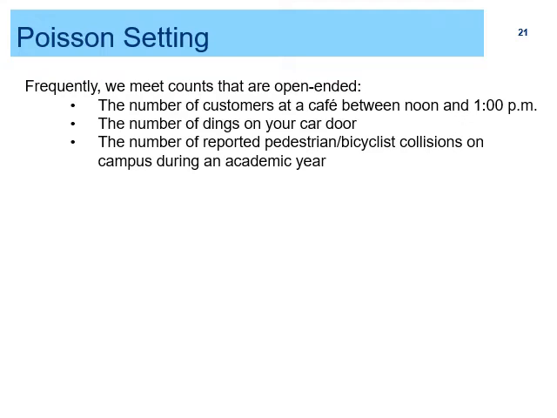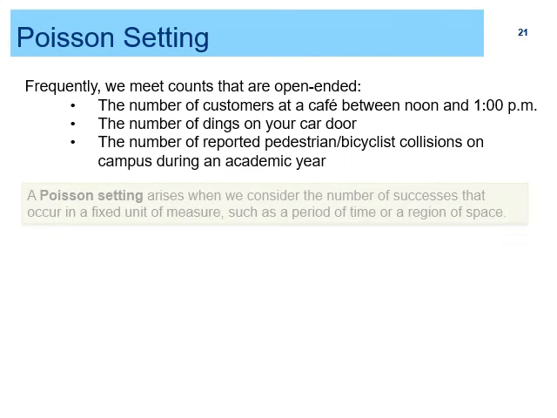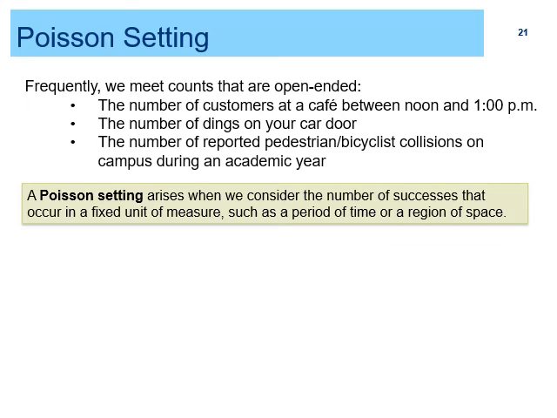So now we will understand the Poisson setting. Frequently we meet counts that are open-ended. For example, the number of customers at a cafe between noon and 1 p.m., the number of dings in your car door, the number of reported pedestrian-bicyclist collisions on campus during an academic year. So a Poisson setting arises when we consider the number of successes that occur in a fixed unit of measure, such as a period of time or region of space.